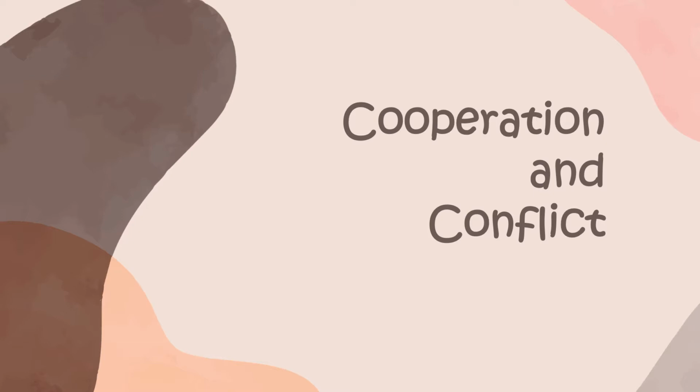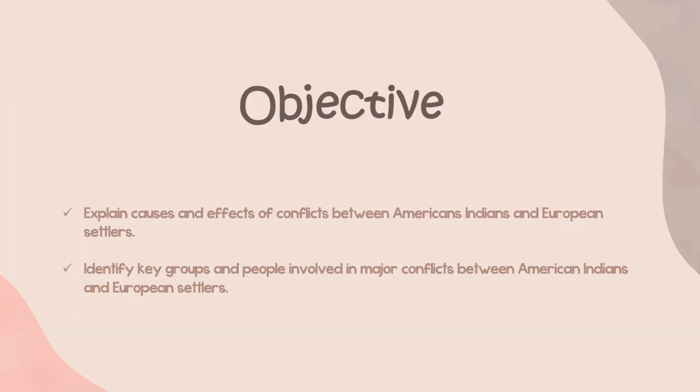During this week, we will learn about cooperation and conflict between American Indians and the English settlers. Our objectives during this week are to explain causes and effects of conflicts between American Indians and European settlers, as well as to identify key groups and people involved in major conflicts between American Indians and European settlers.